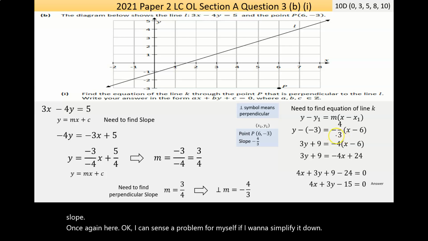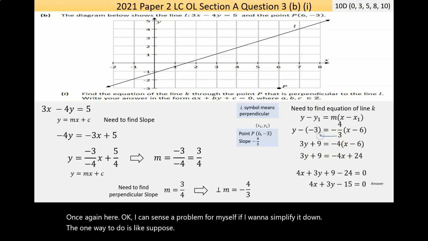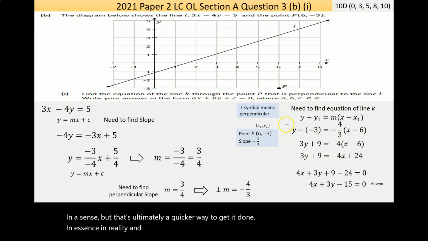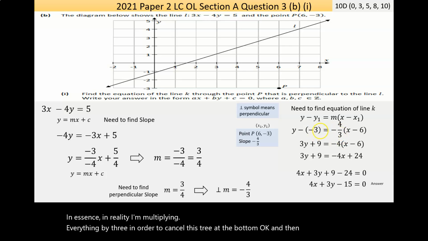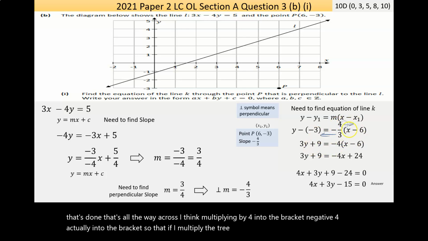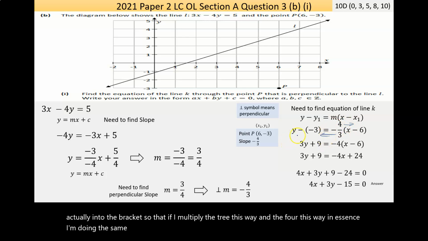one way to do this is, I suppose, the 3 can multiply this way and the 4 can multiply this way. There's a lot of algebra steps in there, in a sense, but that's ultimately a quicker way to get it done. In essence, in reality, I'm multiplying everything by 3 in order to cancel this 3 on the bottom. And then eventually, once I've gone the way across, I'll be multiplying by negative 4 into the bracket. So if I multiply the 3 this way and the 4 this way, in essence, I'm doing the same thing. But it's a bit of a stretch.